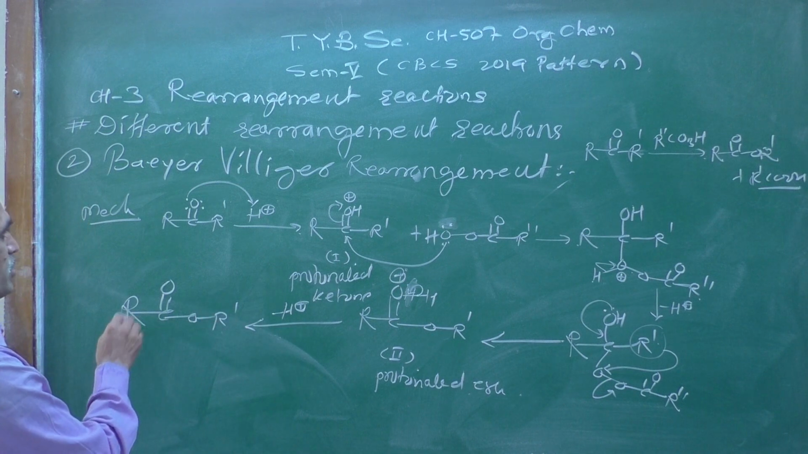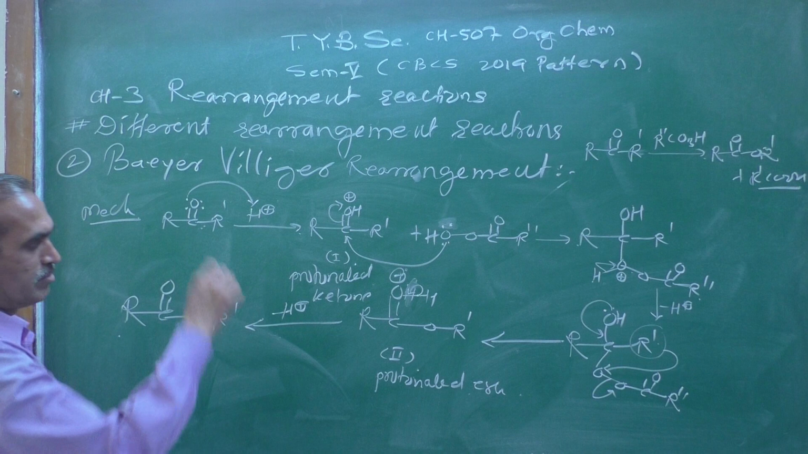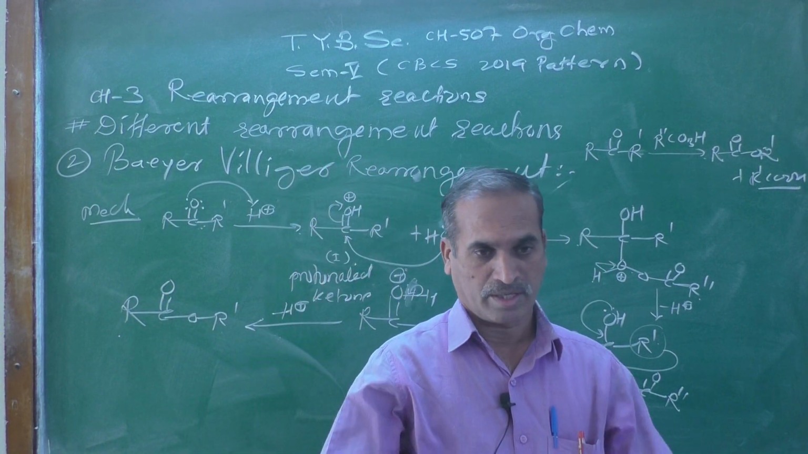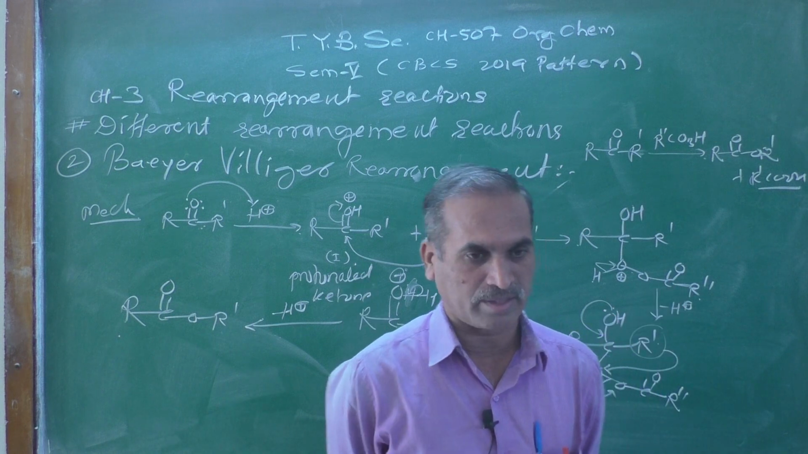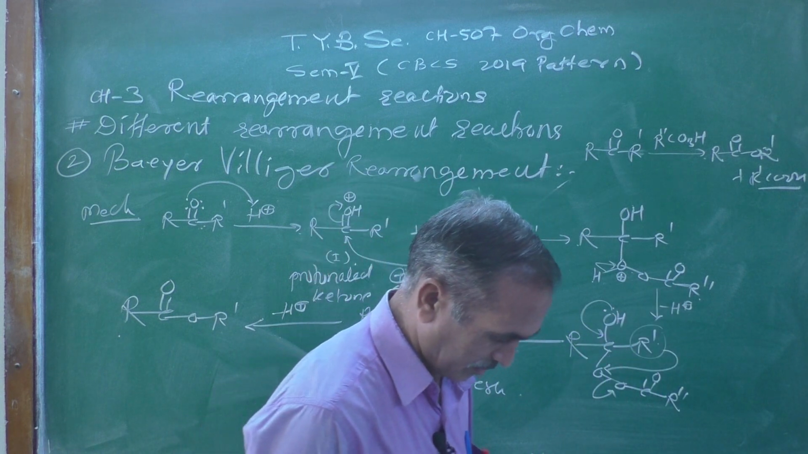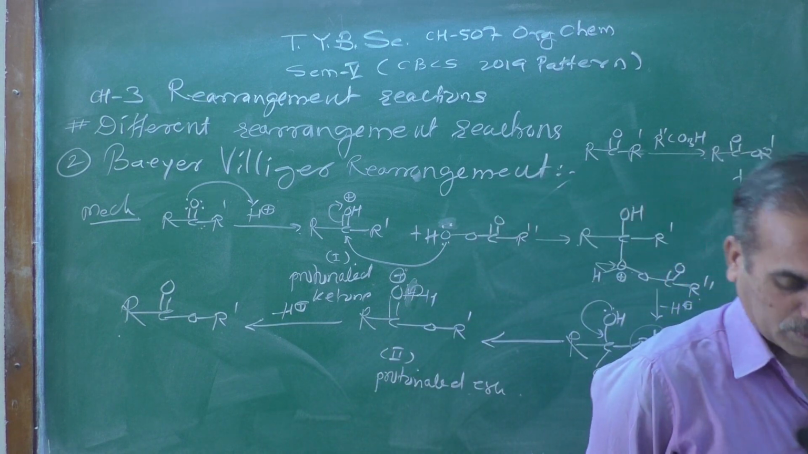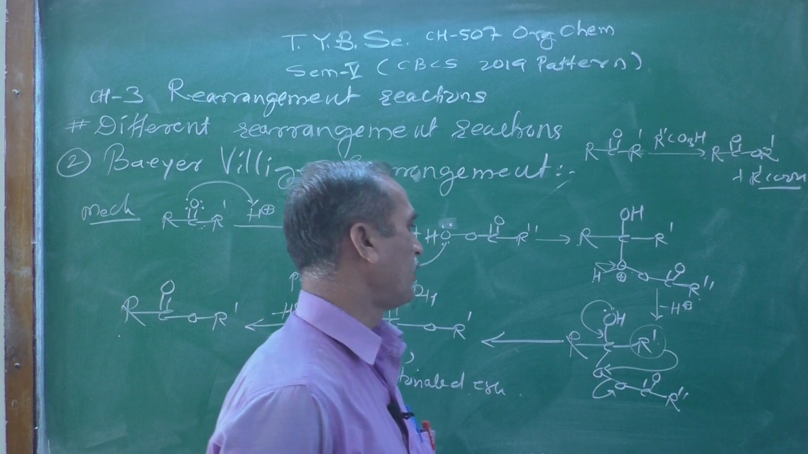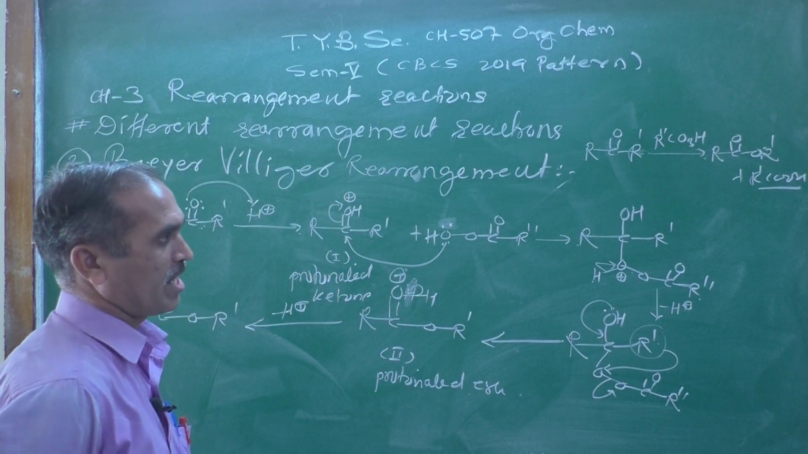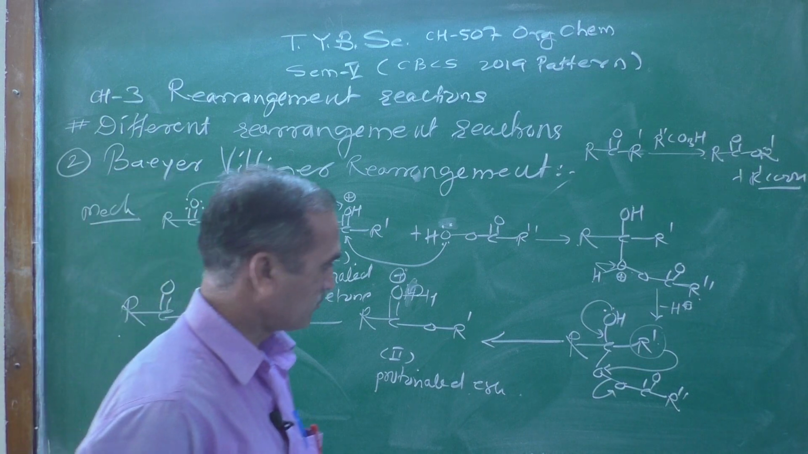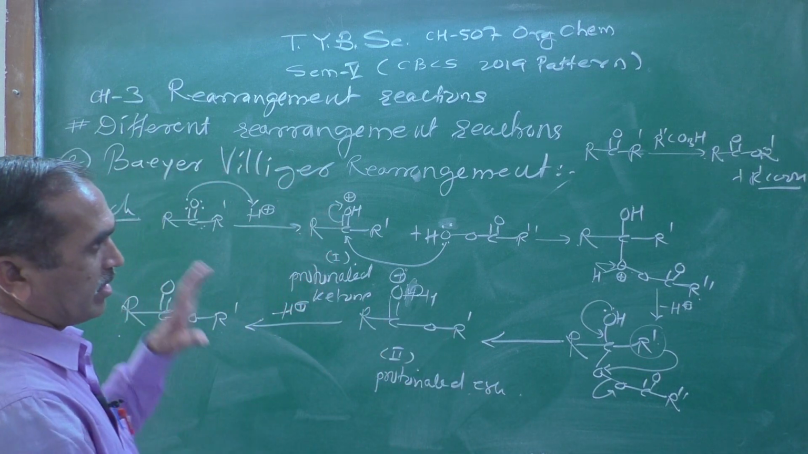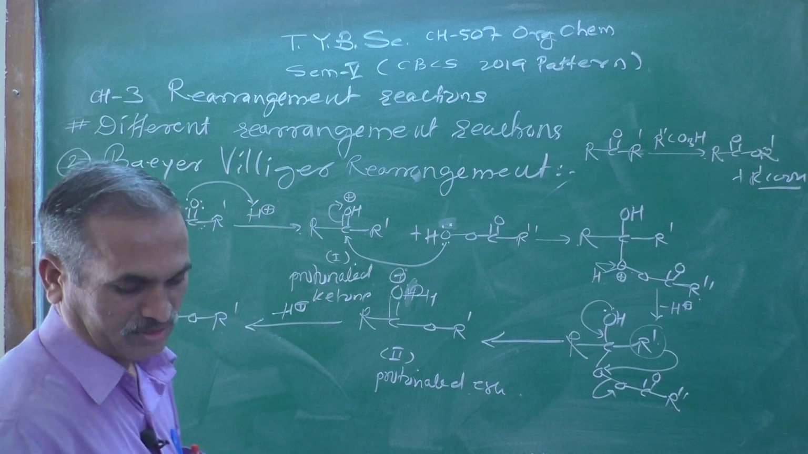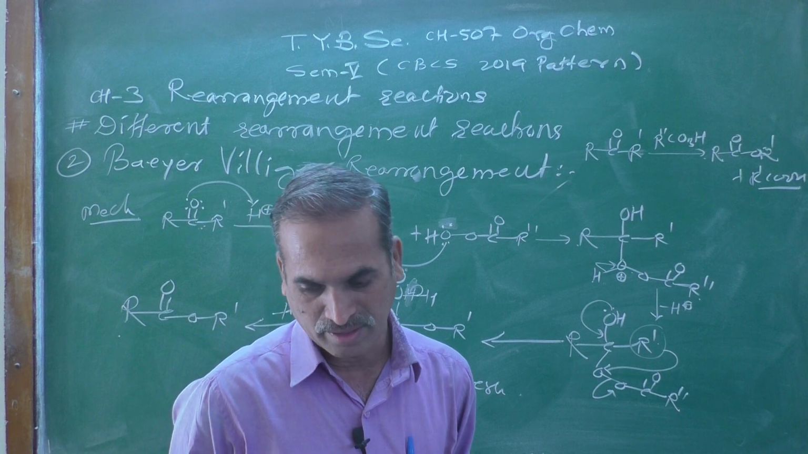Now, for the insertion of that oxygen atom, let us see R and R dash. If they are the same, for example methyl groups, then it doesn't make any difference. But if unsymmetrical ketones are there, then there will be a problem of which side the oxygen atom is inserted. And I think this is the mechanism. Once you know the mechanism of the Baeyer-Villiger rearrangement reaction, you are able to predict the product.